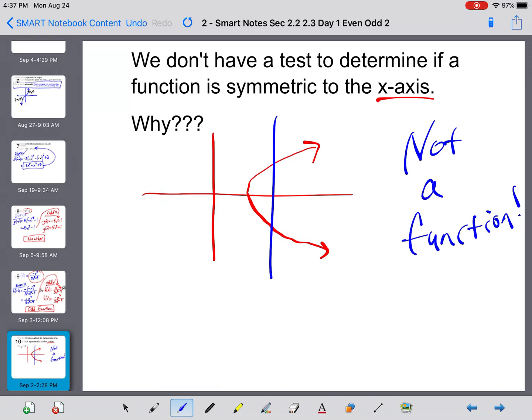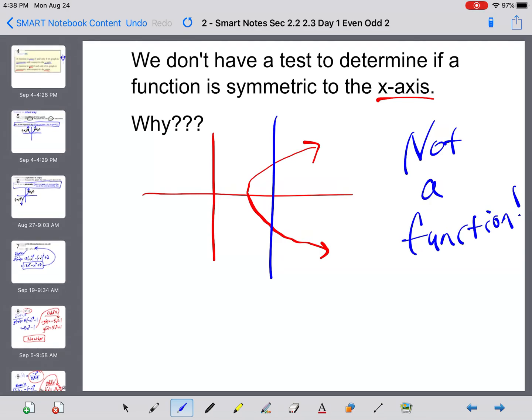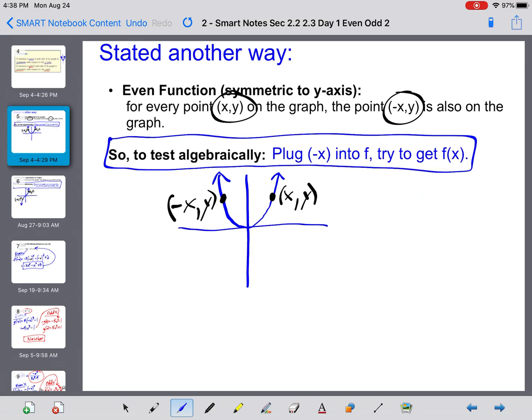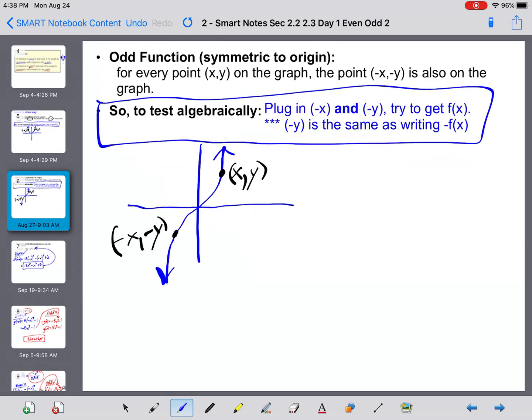Okay. We're going to stop there. That is the extent for all we got to do right now. Again, this is important. Your test for even and for odd, right? For even, you're going to plug -x in for x and try to get back to the original function. For odd, you're going to plug in -x and -y, try to get back to the original.